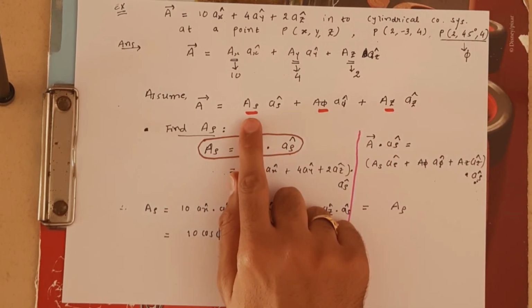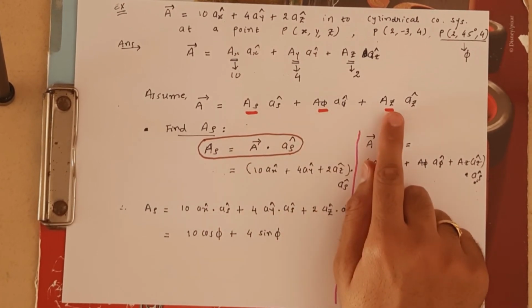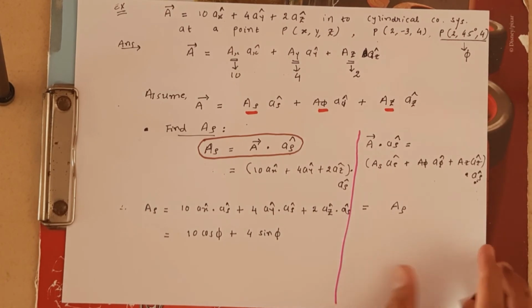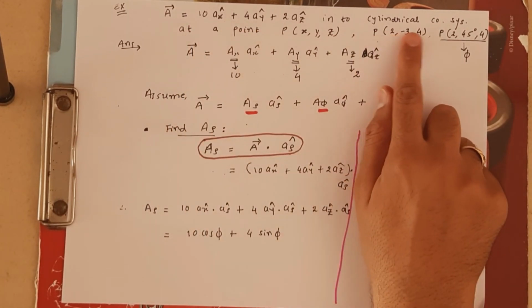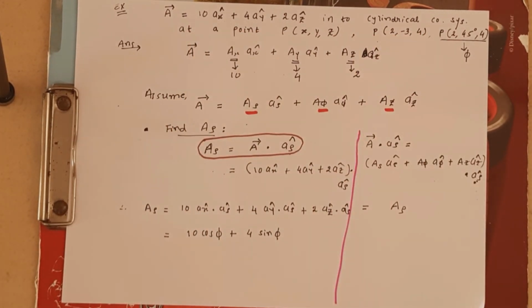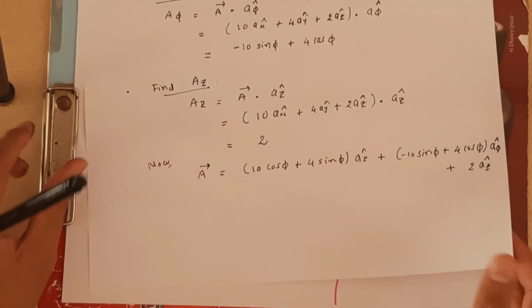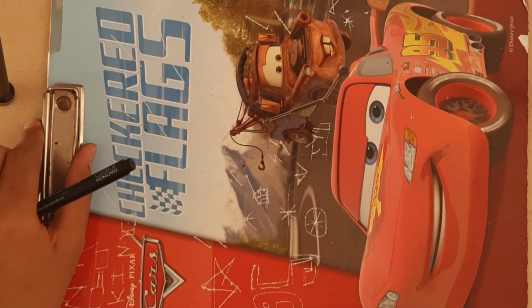Okay, and then we have to find out these variables: A rho, A phi and A z. So I have to convert this vector into the cylindrical coordinate system at a different point. Okay, so now you can convert. Now I have to pick up the last example, then we have finished this topic.